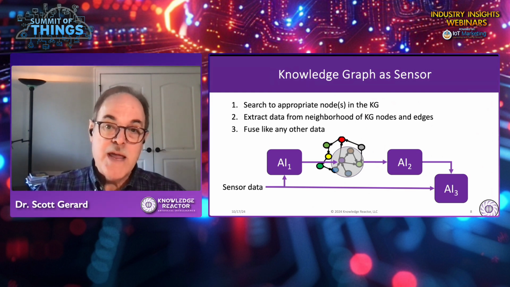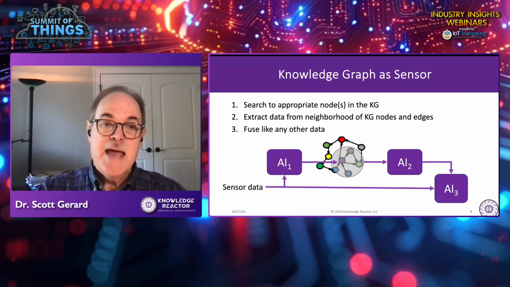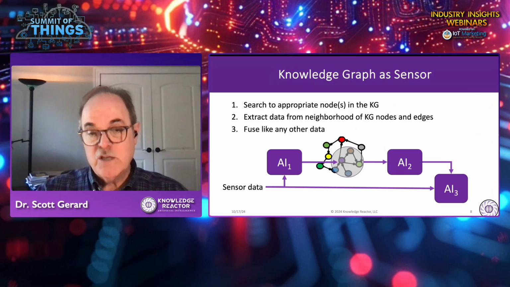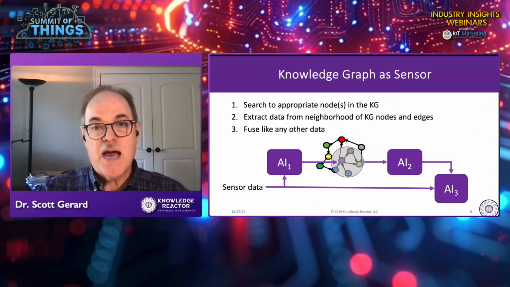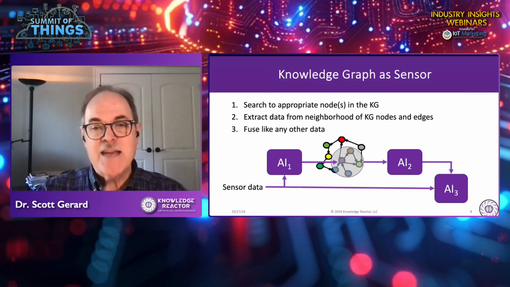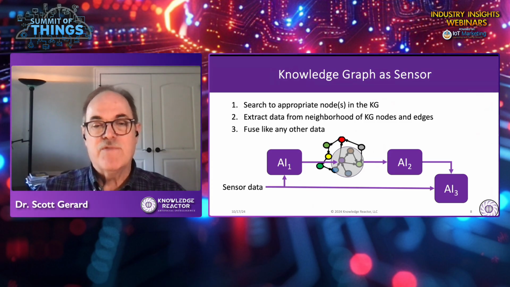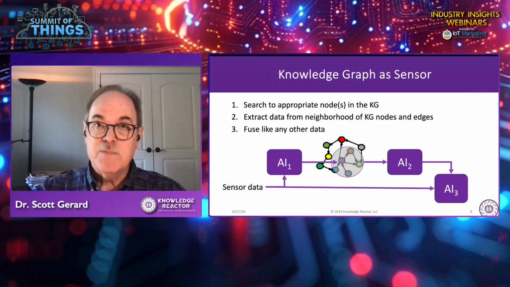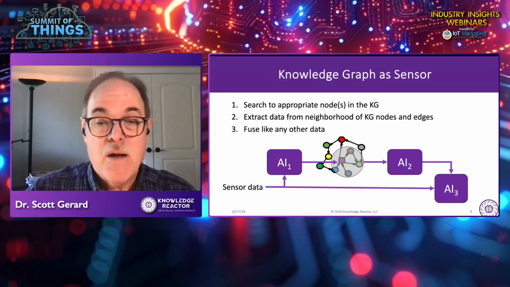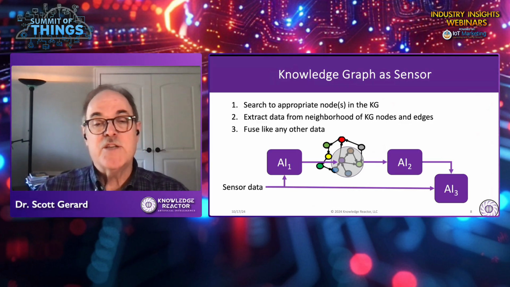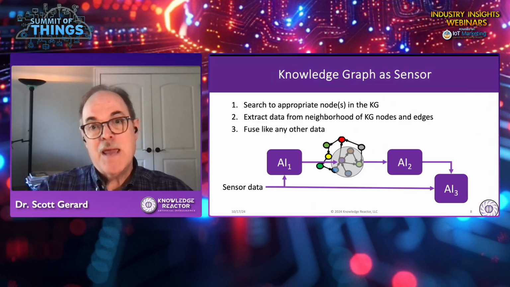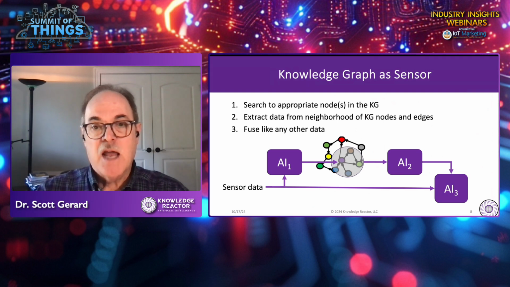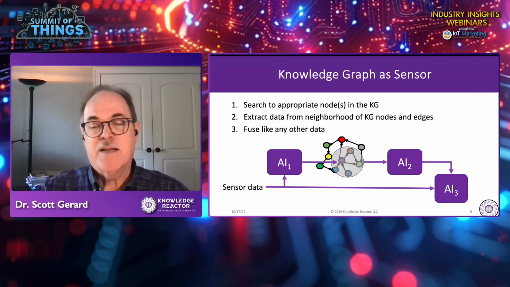I'm showing here 3 AI algorithms, AI 1, 2, and 3. The first one is you're taking data from the sensor system that you actually measure, the real sensors, and you're using that to find a starting place in the knowledge graph of where you want to begin doing some work. AI2 then comes along and says, well, now that I've got a starting point from AI1, I'm going to follow some edges, get to some other nodes in its neighborhood, and I'm going to be able to expand out to collect more information. This is really exploiting the benefits of the knowledge graph, where things that are related are connected by edges.